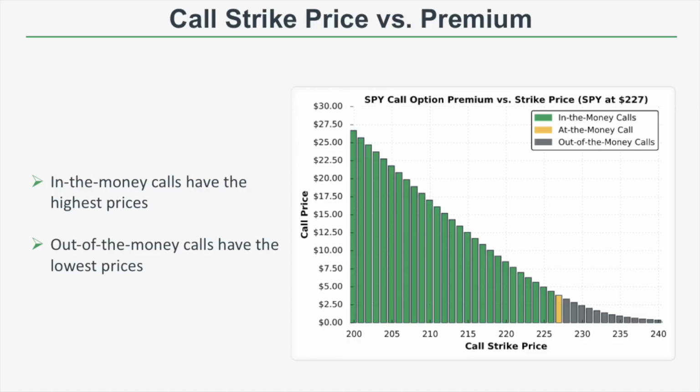As we can see, when we go to lower and lower strike prices, the call premium increases because there's more and more value to being able to buy shares at a lower and lower price.